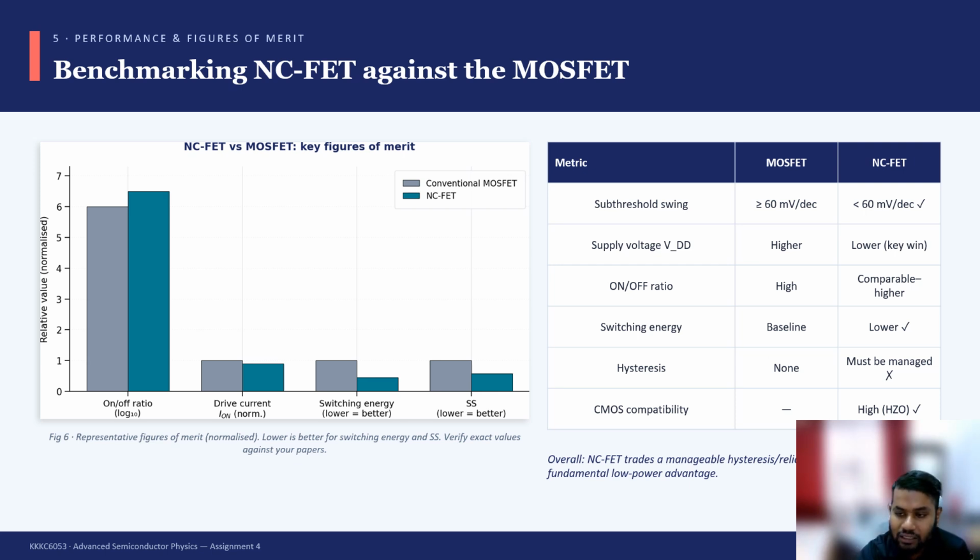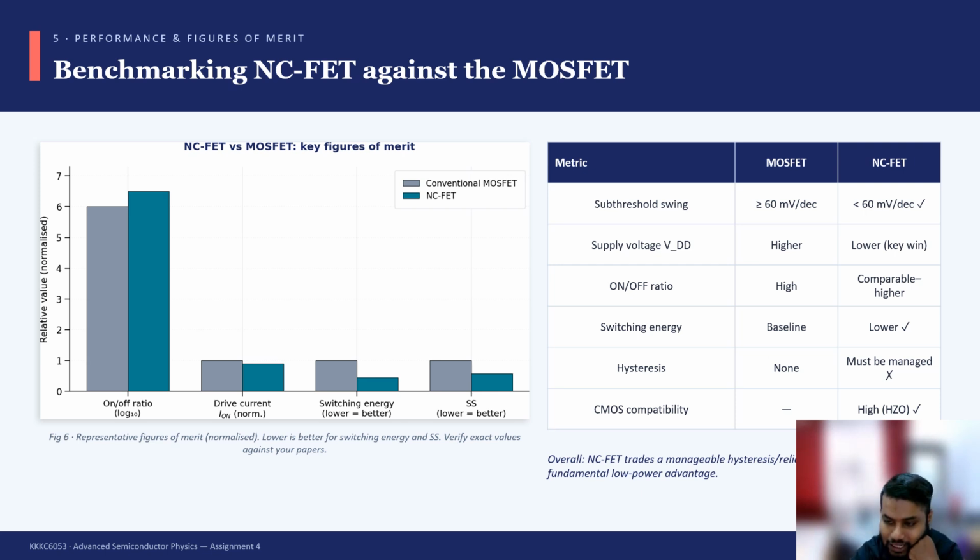So the next slide is broadening out to the full set of figures of merit. The slide benchmarks the NCFET against a conventional MOSFET. The chart on the left compares them across 4 axes: on-off ratio, drive current, switching energy, and sub-threshold swing. In normalized terms, the table on the right summarizes the trade-off cleanly.